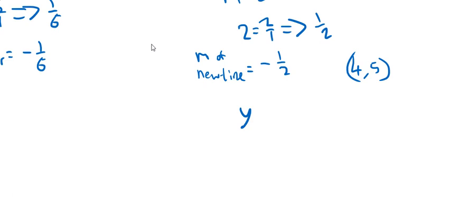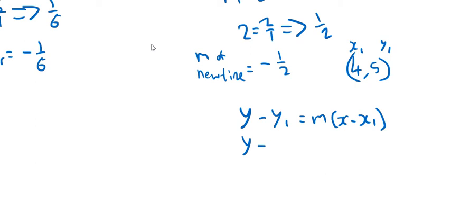I'm going to put that into my formula. That's x1, y1. So y minus y1 equals m by x minus x1. This is just the equation of the line formula. It's on page 18 in your log tables. So y minus 5 equals minus a half by x minus 4.